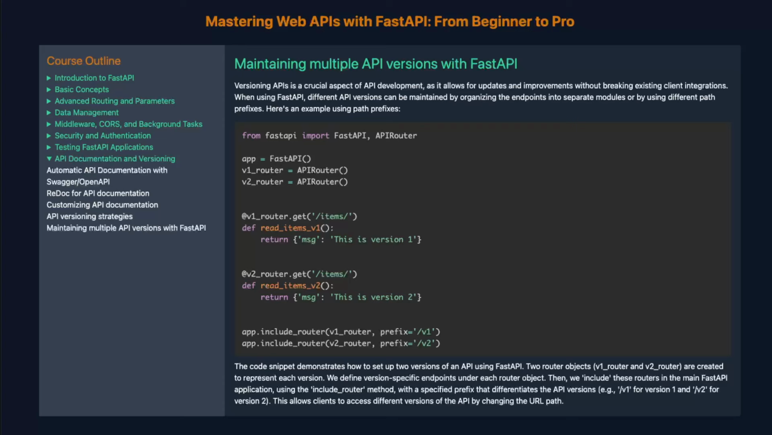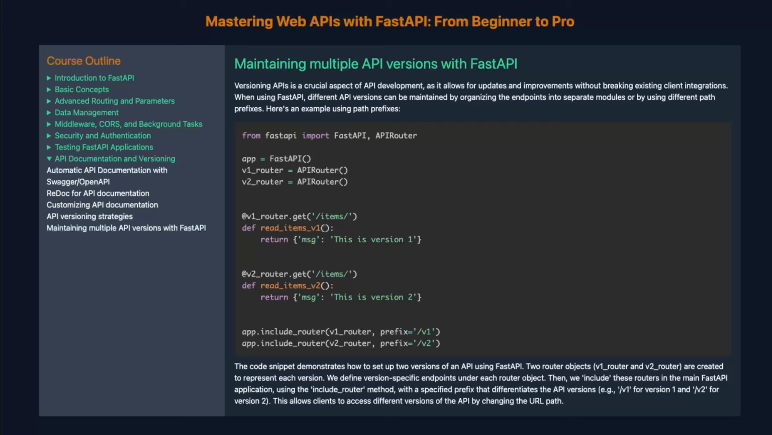The code snippet demonstrates how to set up two versions of an API using FastAPI. Two router objects, v1_router and v2_router, are created to represent each version. We define version-specific endpoints under each router object. Then we include these routers in the main FastAPI application using the include_router method with a specified prefix that differentiates the API versions, e.g. /v1 for version 1 and /v2 for version 2.